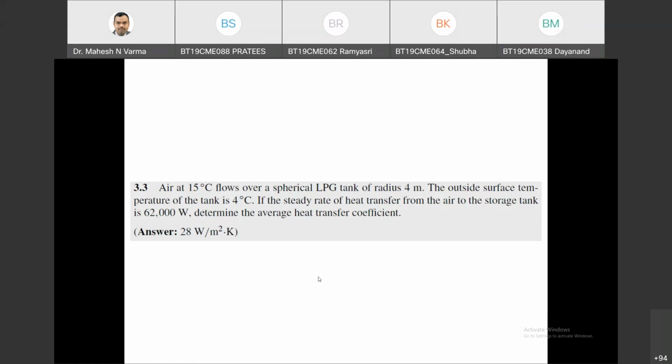Sir, it is written in the. So now I'm saying 62,000 watts equal to 4 into pi r square into delta T into h, and 62,000 by this one we'll get h. H will be 28.0 watt per meter square Kelvin. Okay. Anybody else getting any other answer?